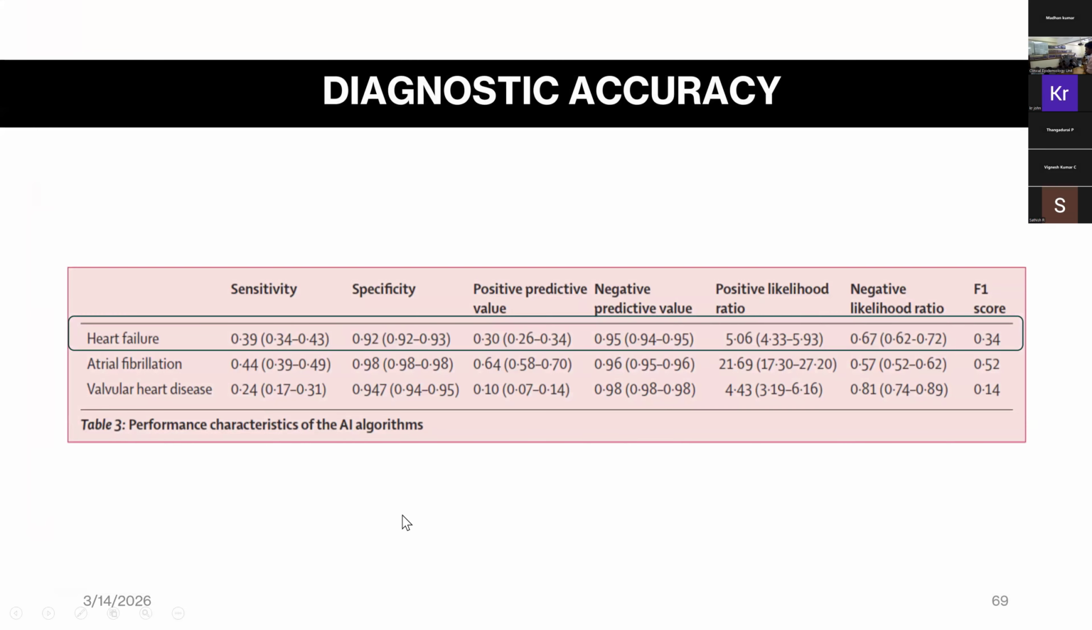So next, the secondary outcomes included finding the diagnostic accuracy of AI-based stethoscope in diagnosing heart failure. With regards to heart failure, the sensitivity of the AI-based stethoscope was 39% with a specificity of 92%, with a positive predictive value of 30% and a negative predictive value of 95%. The positive likelihood ratio that the study authors found was 5 with a negative likelihood ratio of 0.67 with an F1 score of 0.34. So what is this F1 score?